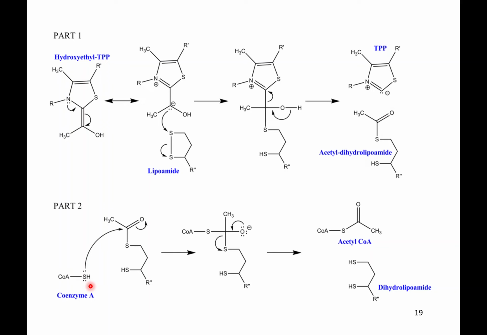Okay. Part 2, you have coenzyme A. So this would be in one active site on E2. Then the lipoic acid moves to the other active site. You get coenzyme A coming in, and you get a nucleophilic attack from this sulfhydryl on the carbonyl, and it basically just exchanges it and puts it on acetyl-CoA.